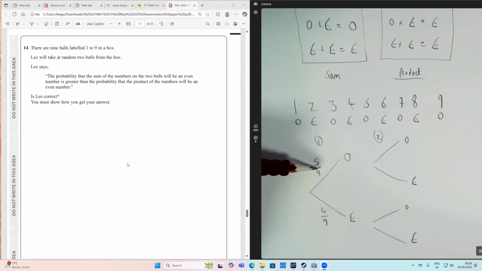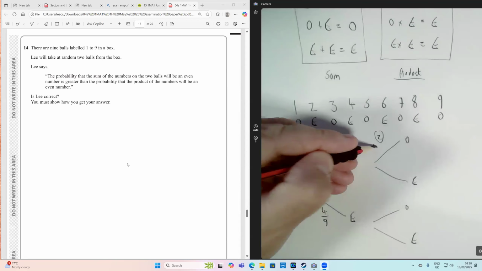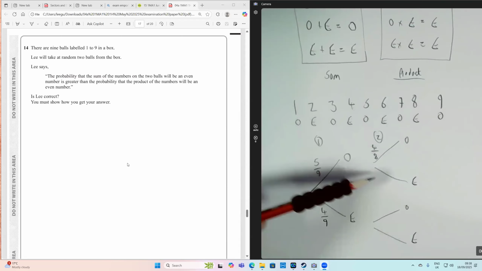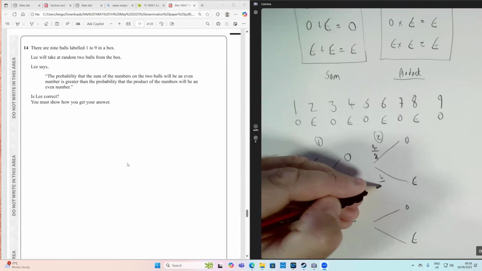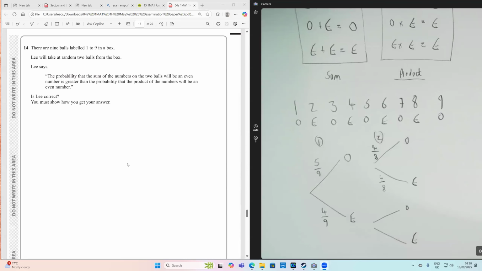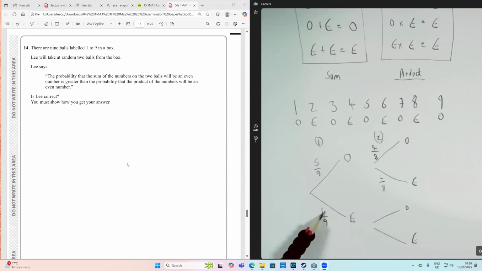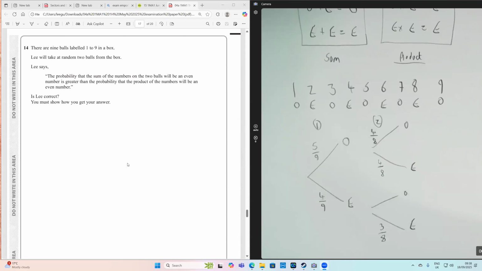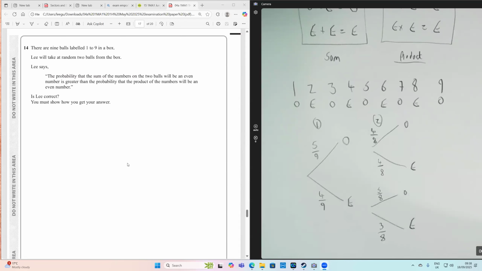If Lee selects an odd one first time, there are only going to be 4 odd numbers left out of the 8 that remain. So that would be 4 out of 8. And here would also have to be 4 out of 8, because remember, the branches of a tree diagram need to add up to make 1. If Lee selects an even one first, there'll be 3 even left out of the 8. And because this has to add up to 1, that will be 5 over 8. So there's our tree diagram showing Lee's selections.